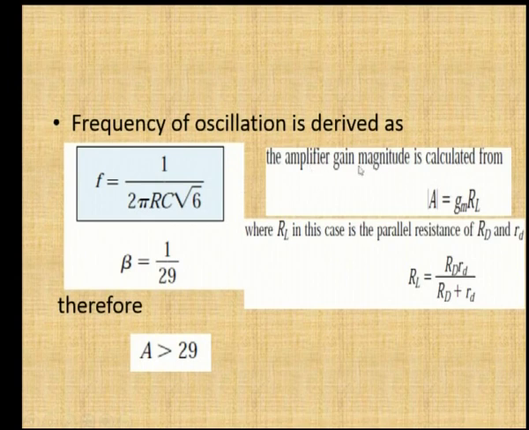The amplifier gain magnitude is calculated from mod A is equal to gm RL, and RL is given as the parallel combination of RD, and this is the internal resistance small rd. So, the capital RD is the resistance connected to the drain terminal of the FET, and this small rd is the internal resistance in the drain terminal of the FET. So, the parallel combination of these two resistors will give you the load resistance RL. From this you can calculate the gain of the circuit using the FET.